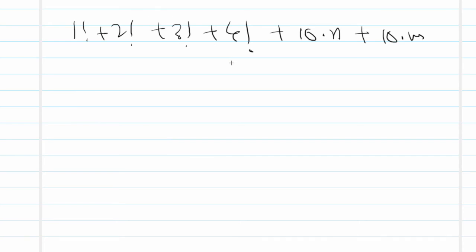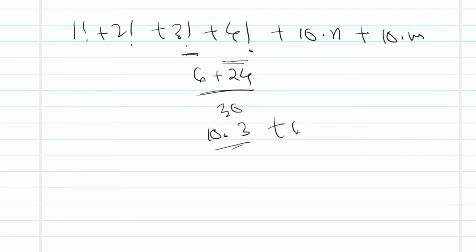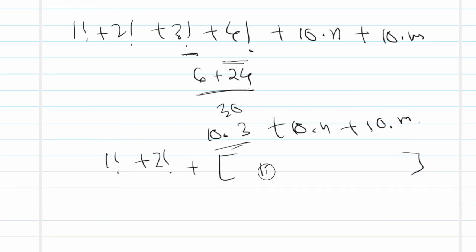Do you want to add them? No. Factorial 4 is 24, factorial 3 is 6. It's very easy to check. But then 6 plus 24 is actually 30, which is divisible by 10, right? So 10 times 3 plus 10 times n plus 10 times m. So except for factorial 1 plus factorial 2, this whole sum is actually divisible by 10. So basically 10 times 3 plus n plus m, some number, okay, 10 times some number, right?